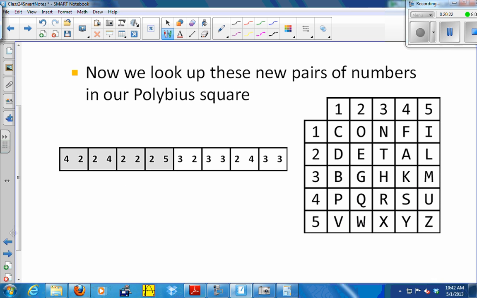So 4, 2, we look up row column, and now that's a Q. 2, 4 is an A. 2, 2 is E. 2, 5 is L. 3, 2 is G. 3, 3 is H. 2, 4 is A. And 3, 3 is H. So we've changed our message into garbage, which was the idea, right?